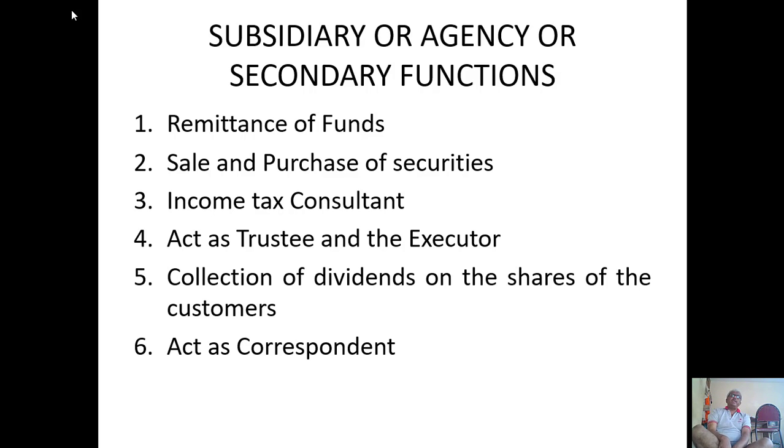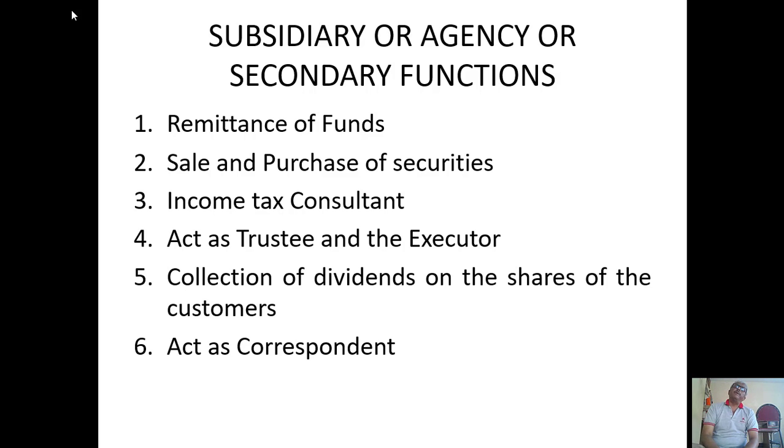Act as a correspondent. Here is another very important function performed by a commercial bank, that is correspondent banking. Wherever there is no branch of a bank, commercial banks can appoint a correspondent. This correspondent collects all deposits, and advances can also be made through this correspondent. This correspondent banking system is also called the branchless banking system. In remote places where there are no branches, the correspondent plays a very important role in explaining the functions of the commercial bank to its customers. This is done on behalf of the customers.